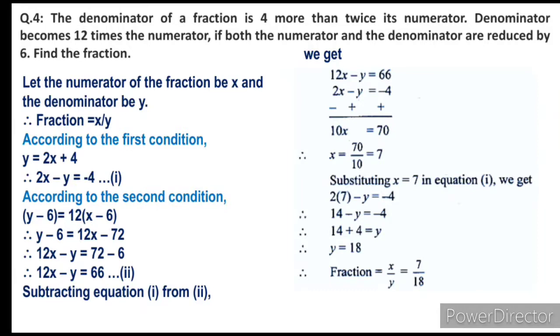12 minus 2 is 10x, plus minus y will get cancelled. 60 plus 4. Now minus 4 has become plus 4. It will become 70. Therefore x is equal to 7. 7 you can substitute in any of the formulas and find out the y. So as the fraction is asked, your fraction is x upon y. So the value of x is 7 and the value of y is 18. So the required fraction is 7 upon 18.